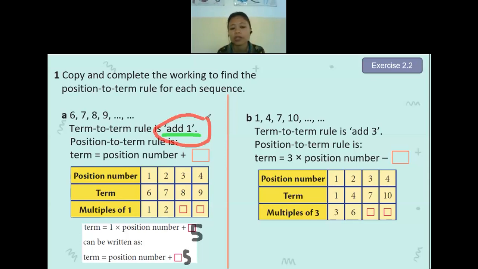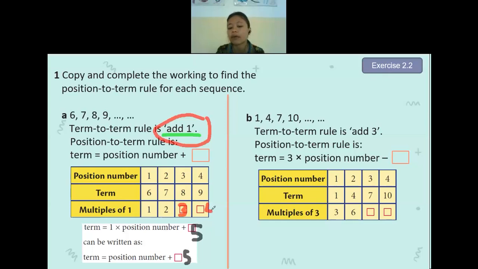But because the question is at 1, it means you need to find the multiples of 1. After you find the multiples of 1, for the first term, I need to do 1 times 1 equals 1. 1 times 2 equals 2. And then 1 times 3 will be equal to 3. 1 times 4 will be equal to 4.